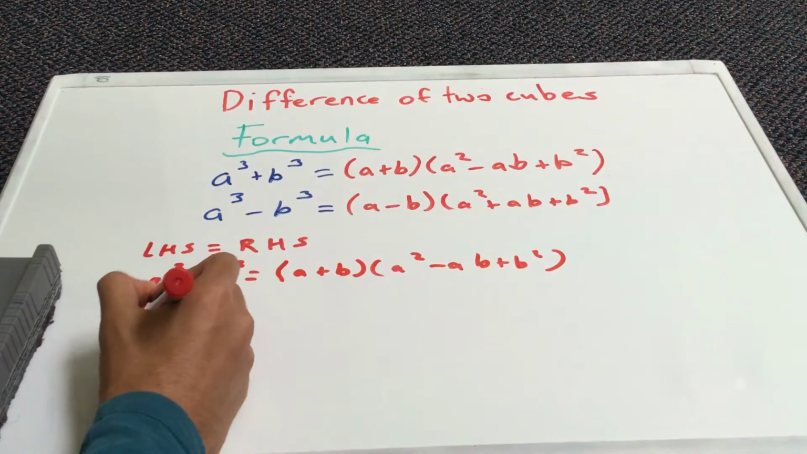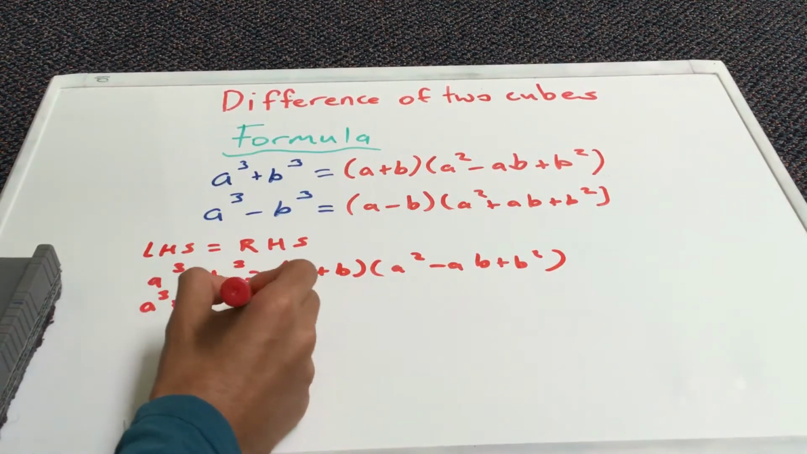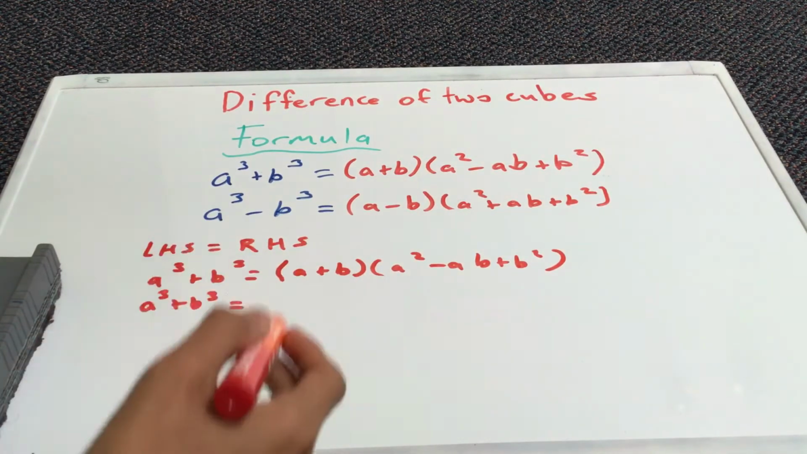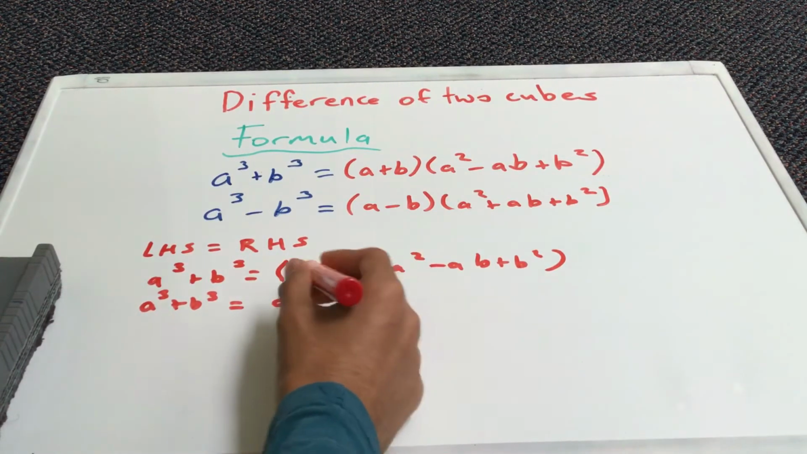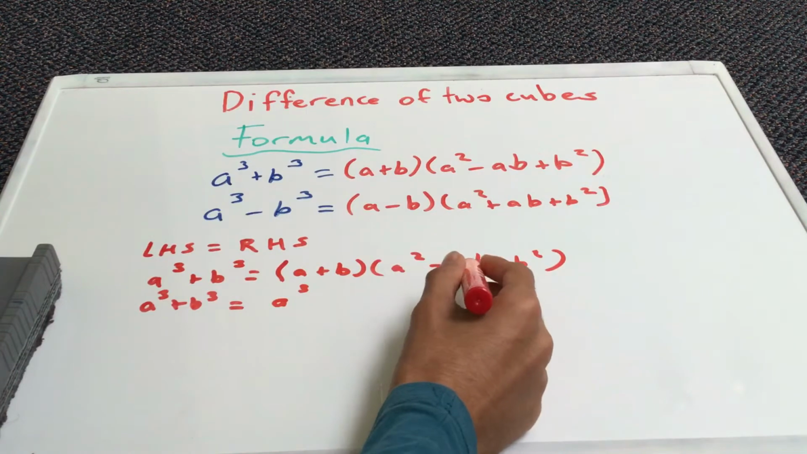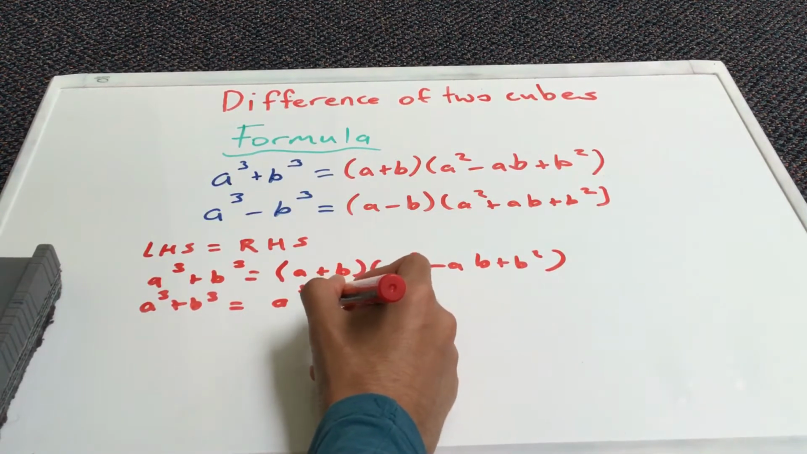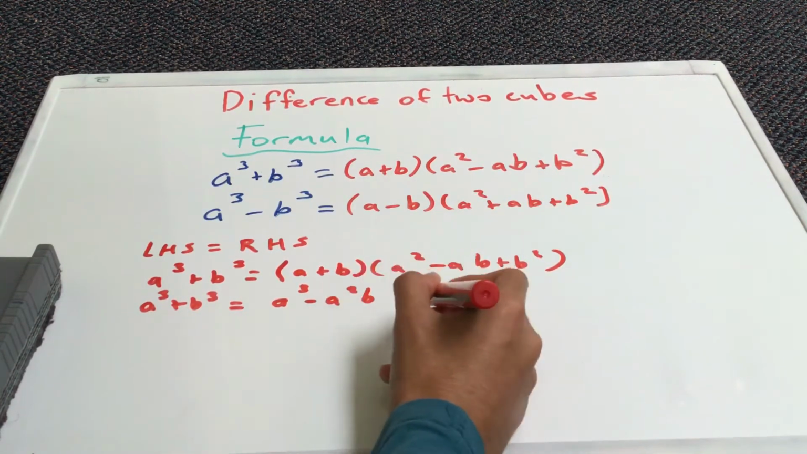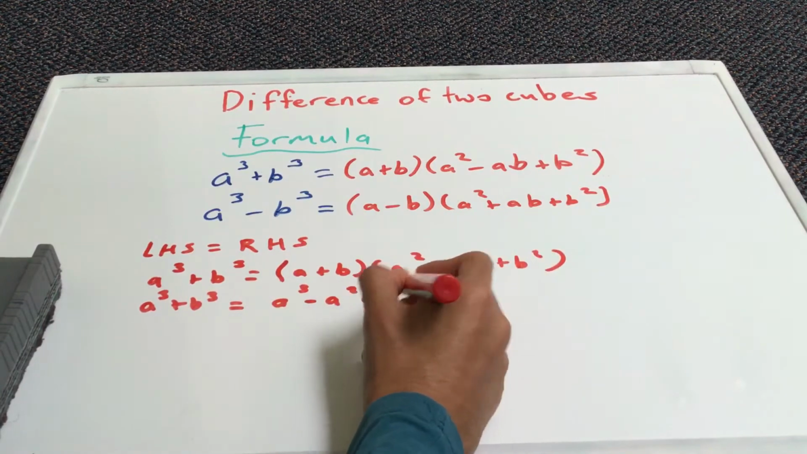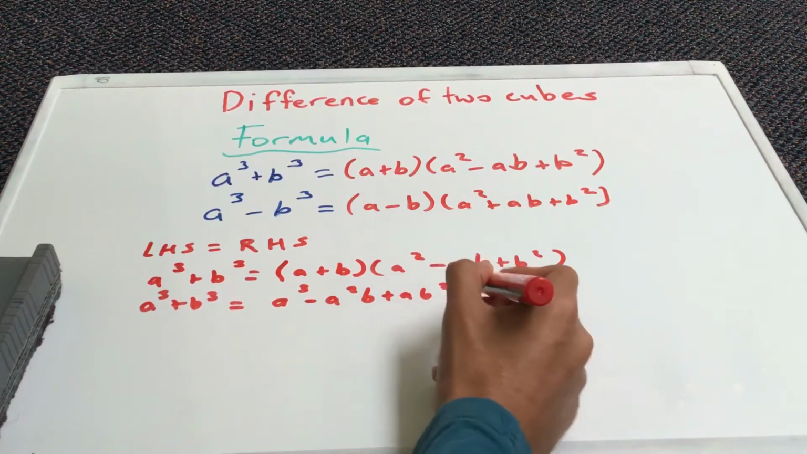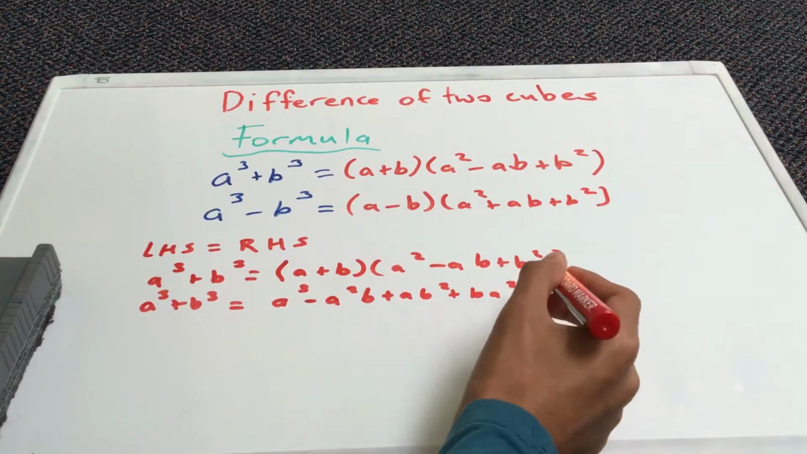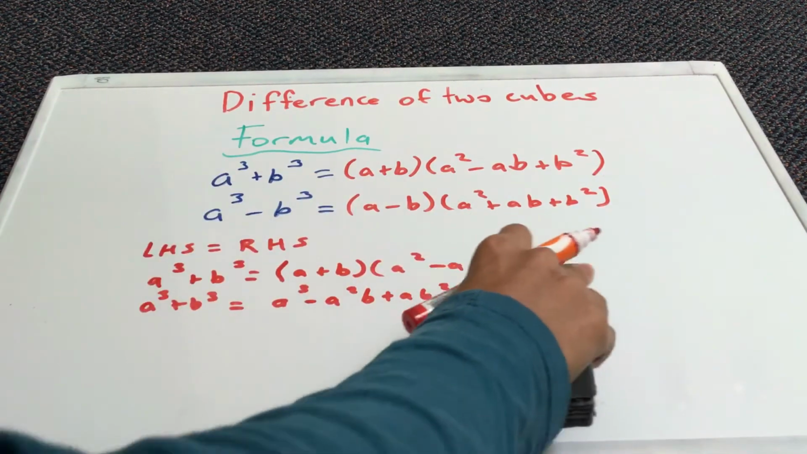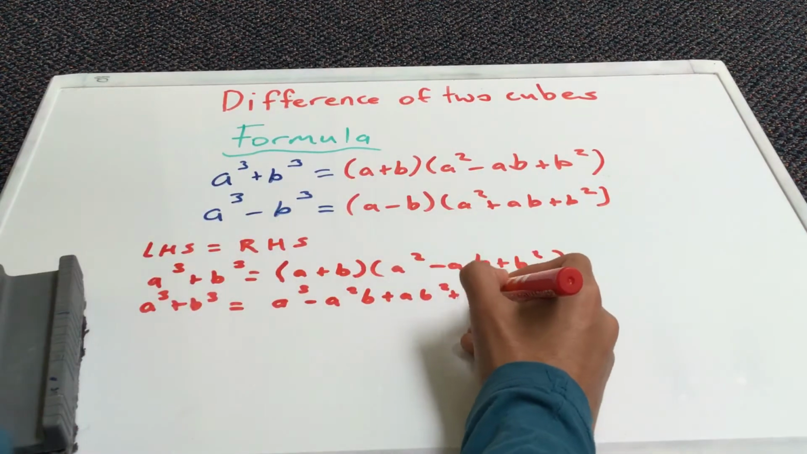Okay, so first of all I'm going to expand this. This is how you do it. Go a times a squared, which is a cubed, a times minus ab, you should get minus a squared b, and then a times b squared, which is ab squared. Then you go b times a squared, which is b a squared. I'll write it like this, sorry. Just put the a at the front.